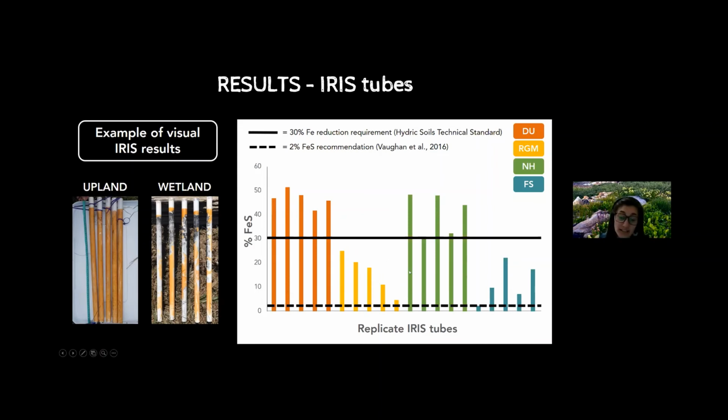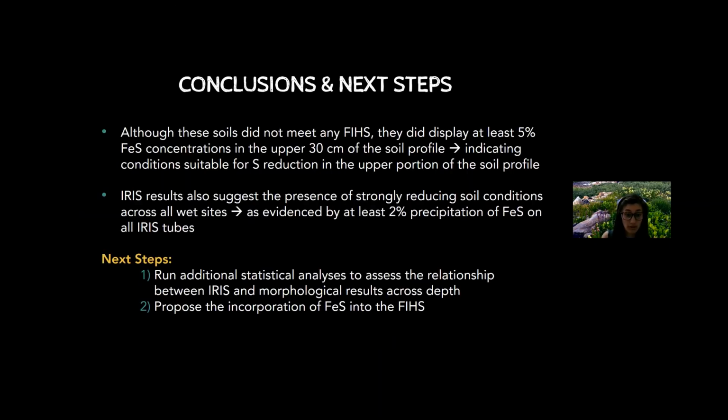Leaning more towards at least 3 out of the 5, closer to a 10% color change on that tube. So we do have stronger reducing conditions. We have to question why they weren't all meeting the Fe reduction requirement, but that's leading into future research. For sake of time, I'll just note that these soils did display evidence of sulfate reduction via the morphological evidence of FeS, as well as FeS on those IRIS tubes.